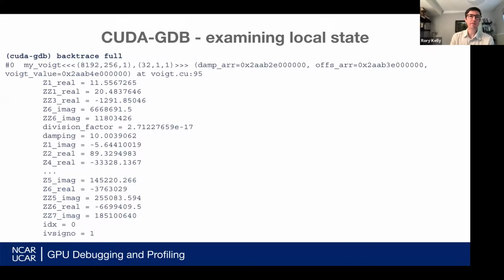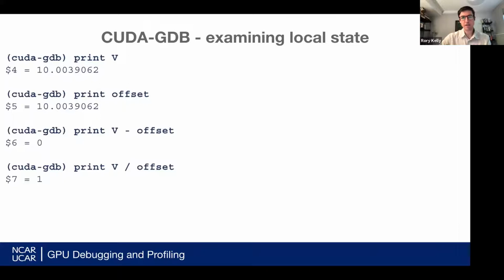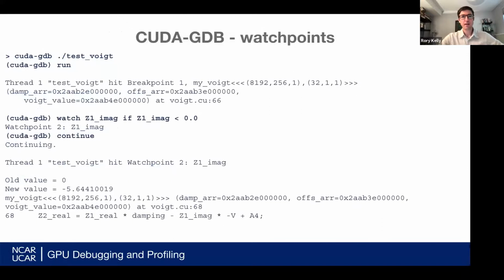Here's a full backtrace after I've paused at that point. So you can see all these device variables do indeed have values, and they're accessible from within the debugger. And I can print individual values, like here I'm saying, show me the values of V or offset, or I can do math with them. If I know, for instance, that these values should be the same, I can subtract them and try to verify if they're 0, or do ratios. So things like that. All the normal stuff you can do with variable values on a CPU, you can also do with CUDA code.